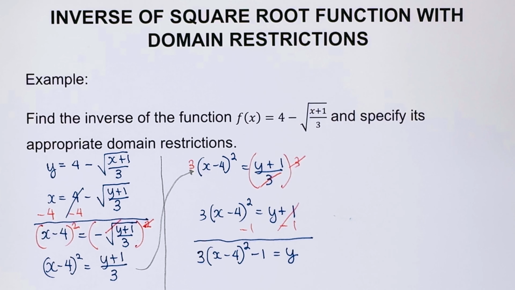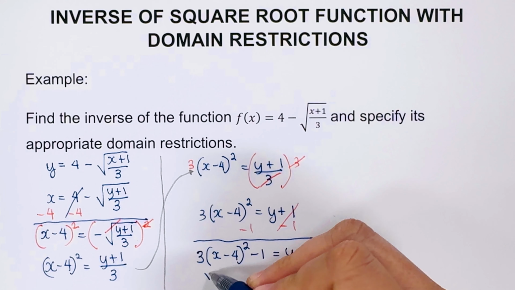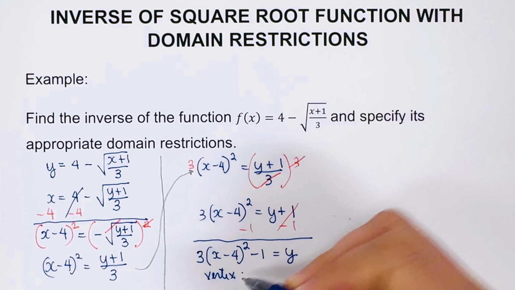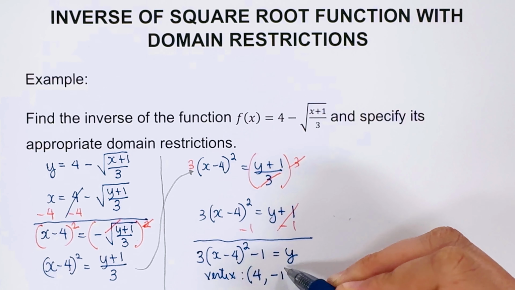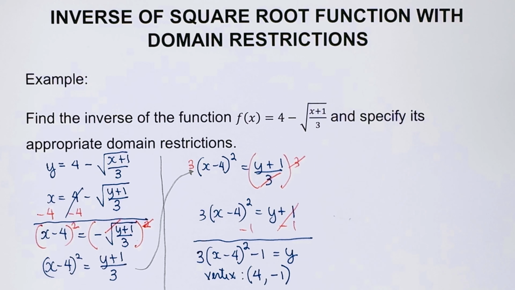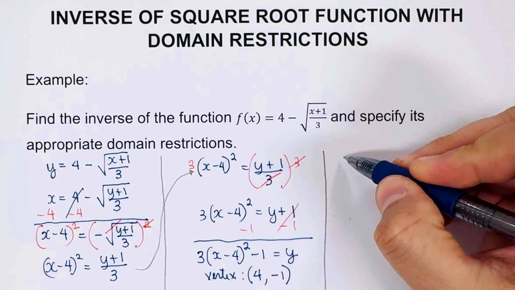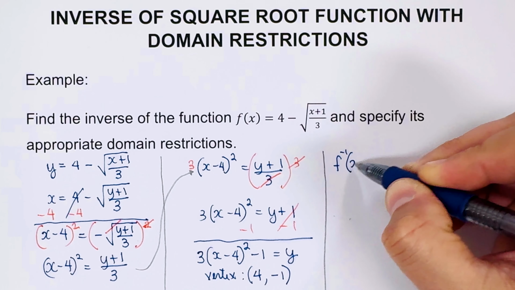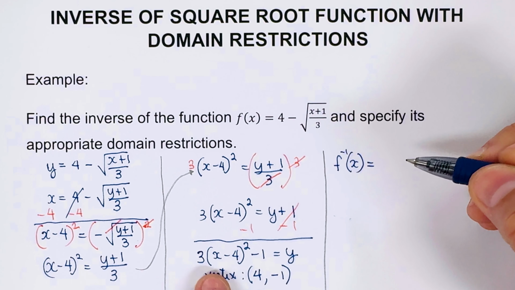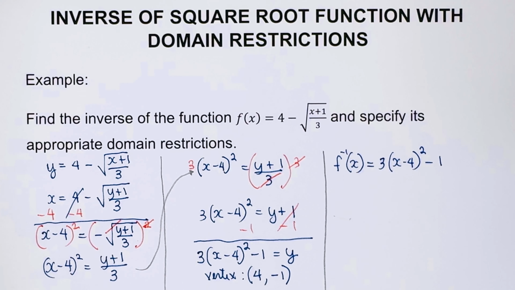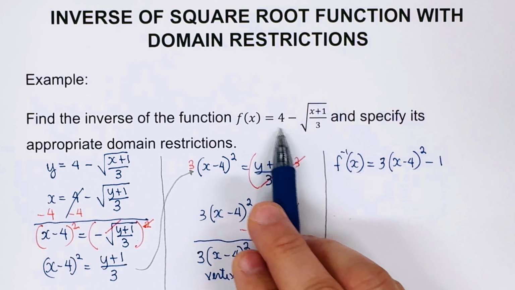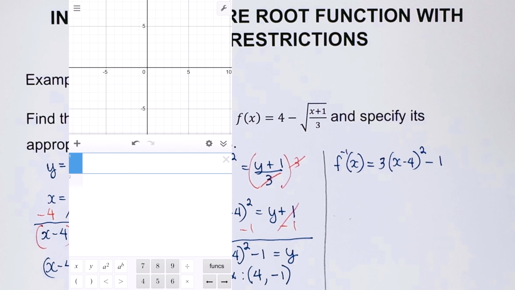Looking at this, our vertex is located at h and k, which is positive 4 and negative 1. So the vertex is located at 4, negative 1. We can therefore say that our inverse for this function would be f negative 1 of x is equal to this equation that we have right here. Now let's sketch the graph of the given function and its inverse.